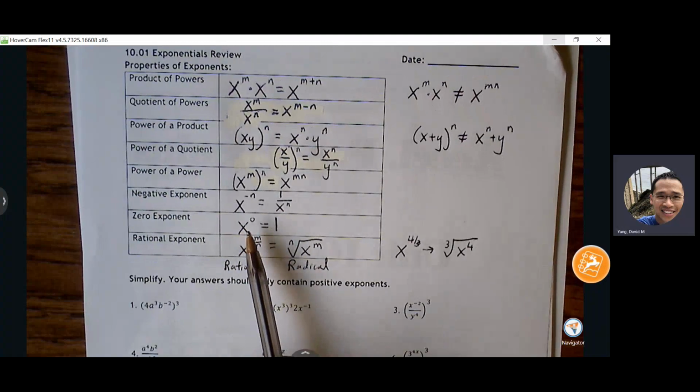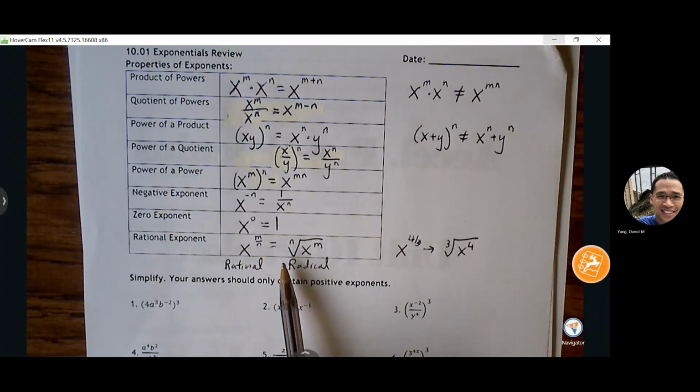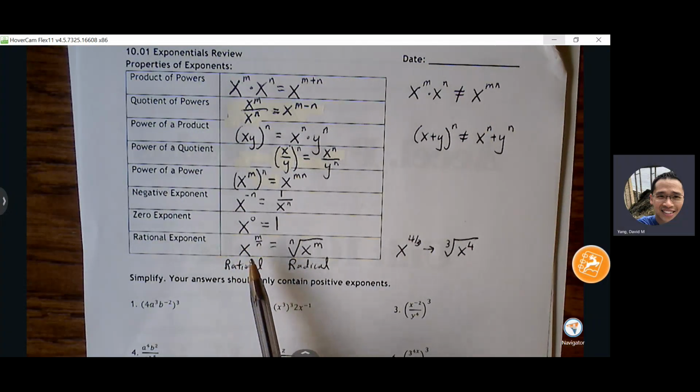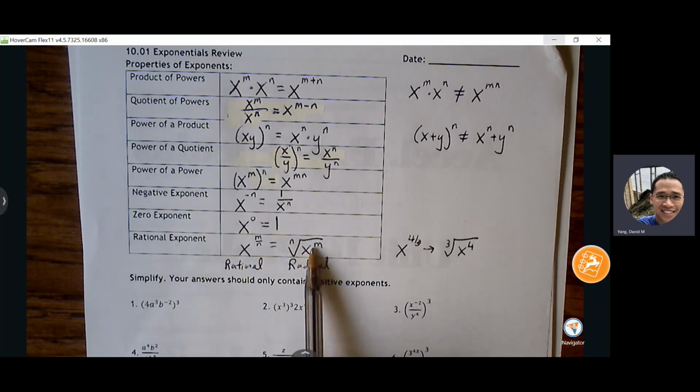Okay, zero exponent says anything raised to the 0 power is 1. Doesn't matter what that number is. And the rational exponent allows it to move back and forth between rational and radical form. The rational form is your exponential as a fraction. Radical form means I'm breaking it into a root. So the denominator is going to be to the left of the variable, and then my numerator is going to be to the right of the variable.